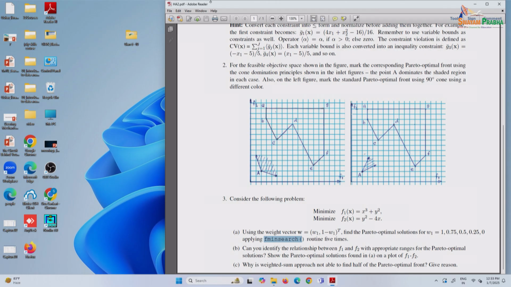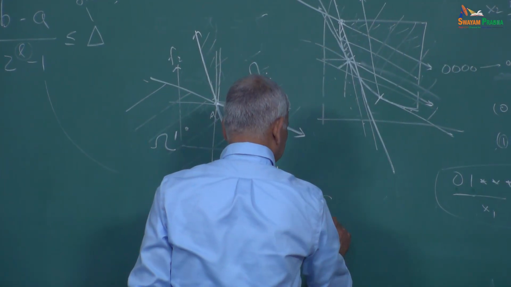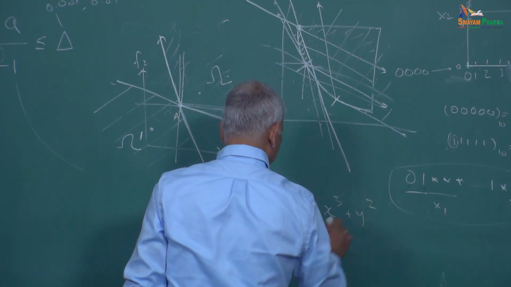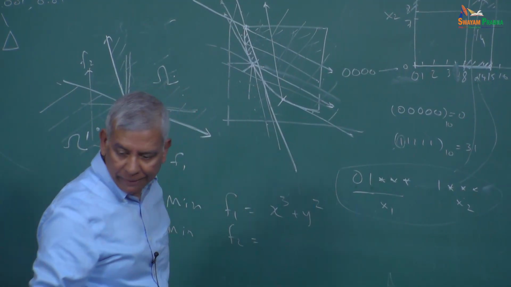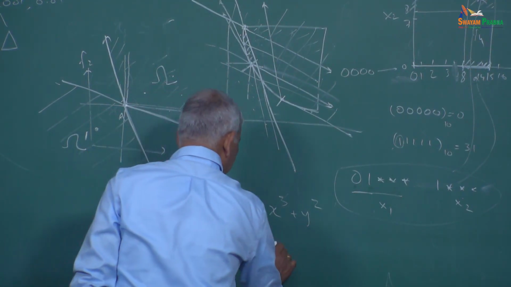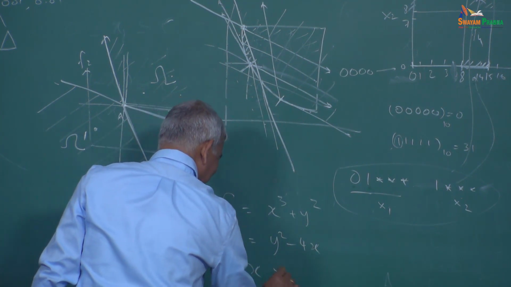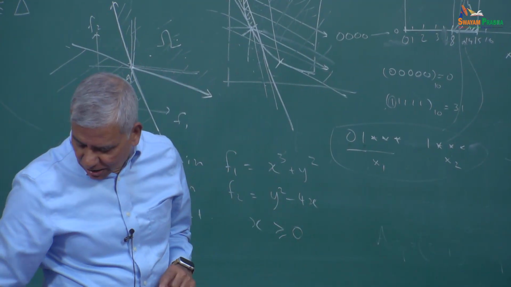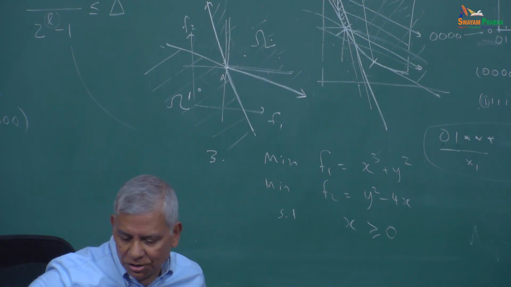So, third problem: minimize f1, which is x cube plus y square. The second objective is minimize f2, which is y square minus 4x, subject to a constraint that says x has to be greater than or equal to 0. I think so. That's the only constraint you have. Because of this constraint, you need to use fmincon. You cannot use fminsearch.